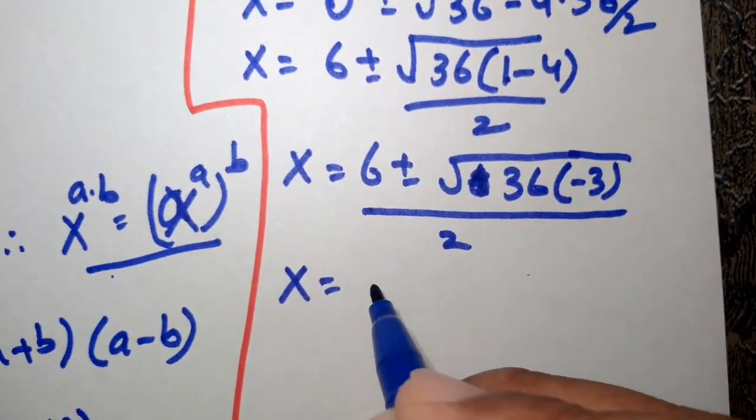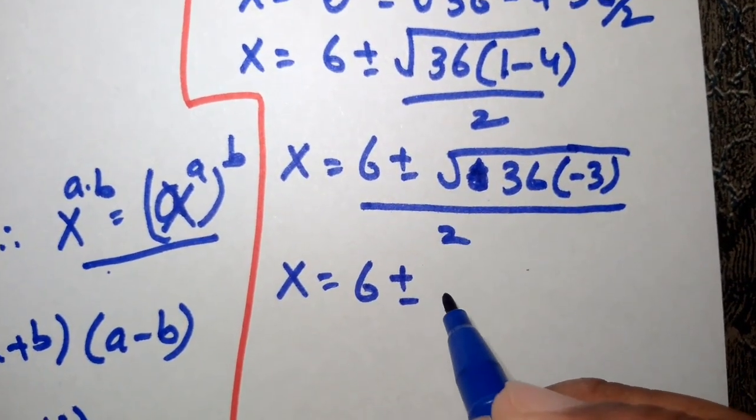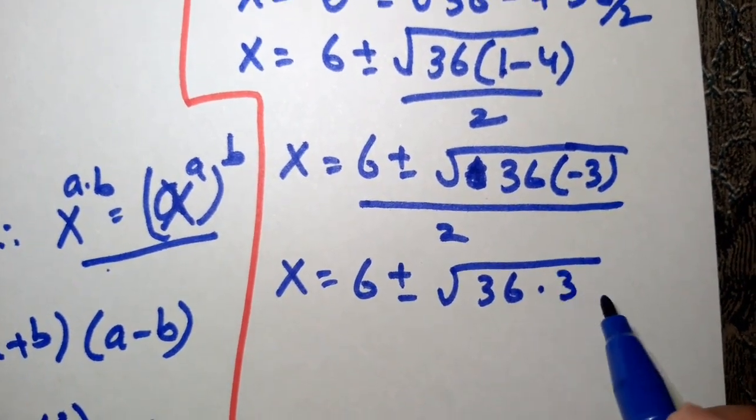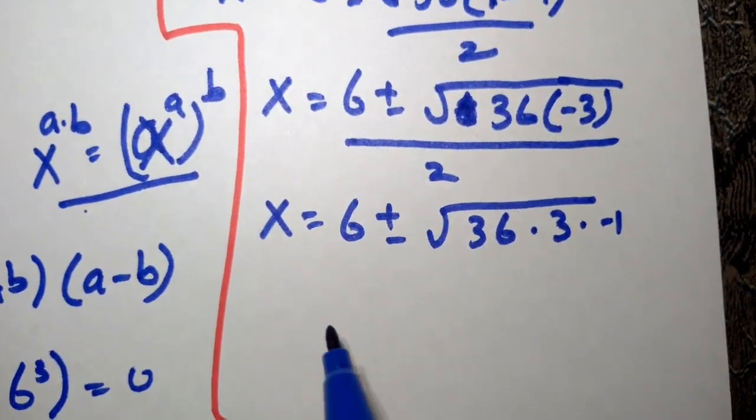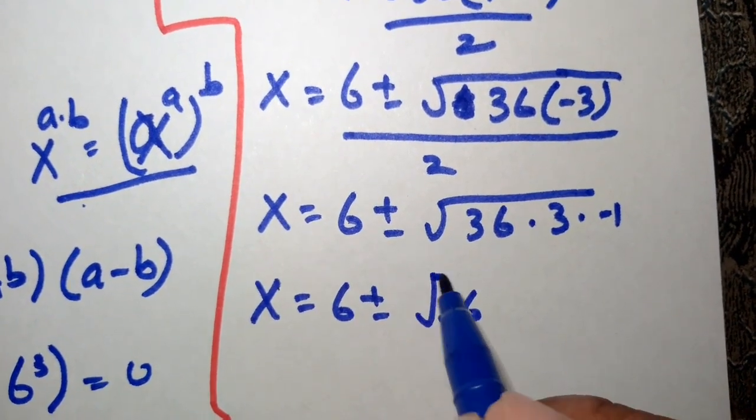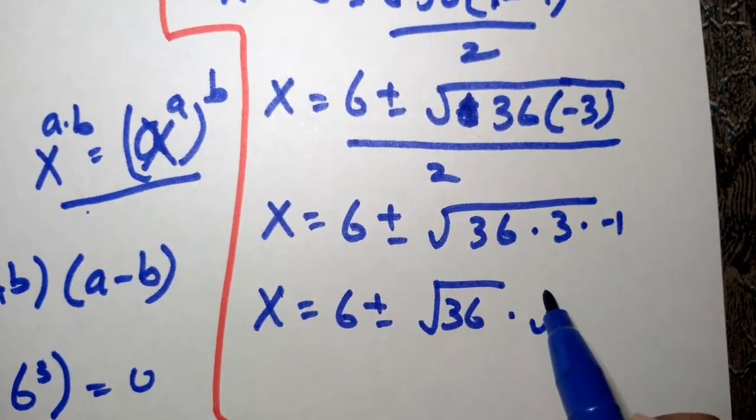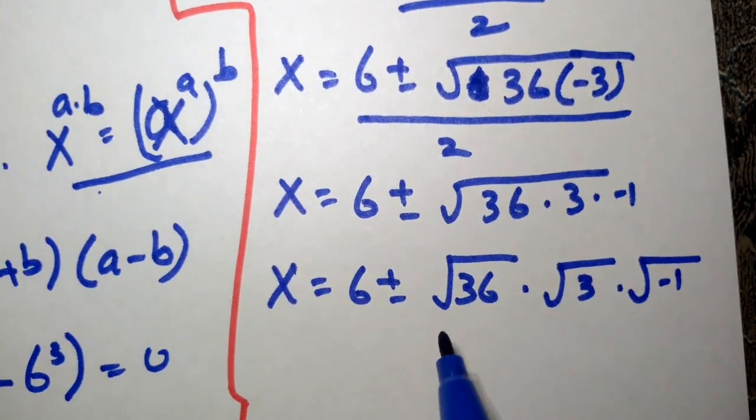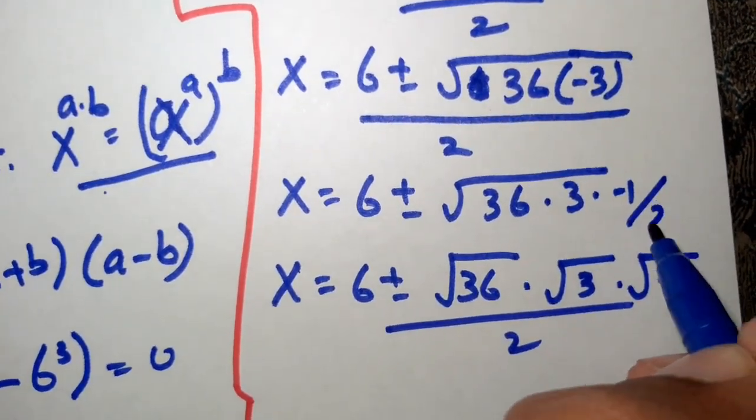x is equal to 6 plus minus square root of 36 multiply minus 3 multiply minus 1. We can write it as x is equal to 6 plus minus square root 36 multiply square root of 3 multiply square root of minus 1, over 2.